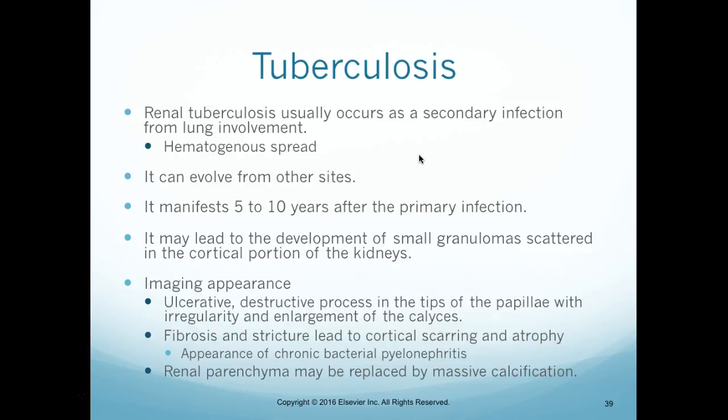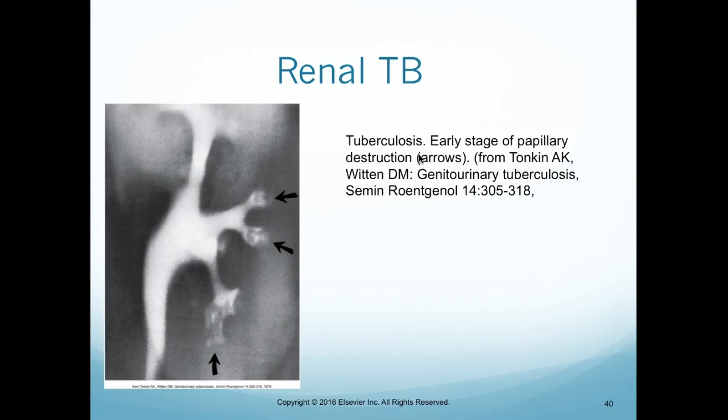So the imaging appearance is an ulcerative destructive process in the tips of the papillae with irregularity and enlargement of the calyces. The example I have doesn't have the enlargement yet of the calyces. Fibrosis and stricture leads to cortical scarring and atrophy, and renal parenchyma may be replaced by massive calcification. So this can put the person in renal failure.